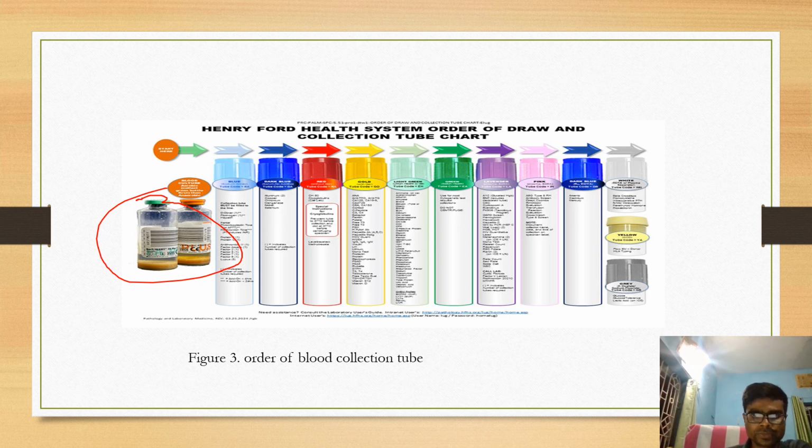And now come to the purple vial. Purple vials are generally used for hematological tests. And now come to the gray vial. Gray vials are generally used for blood glucose tests, where we test blood sugar random, blood sugar fasting, blood sugar PP, blood sugar postprandial. These are the tests that use the gray vial.